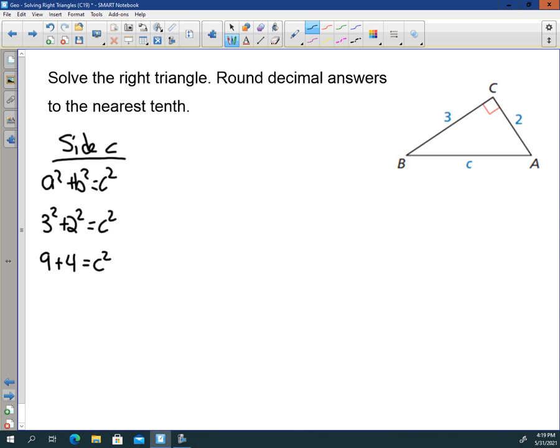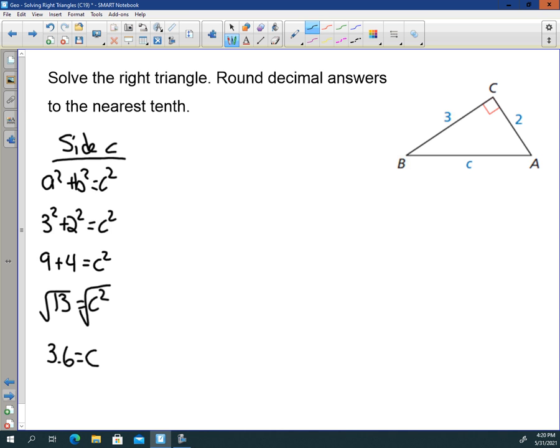Now we're going to do the adding. 9 plus 4 is 13 equals C squared. And then we're going to have to take the square root of both sides. And so the square root of 13 is 3.6.